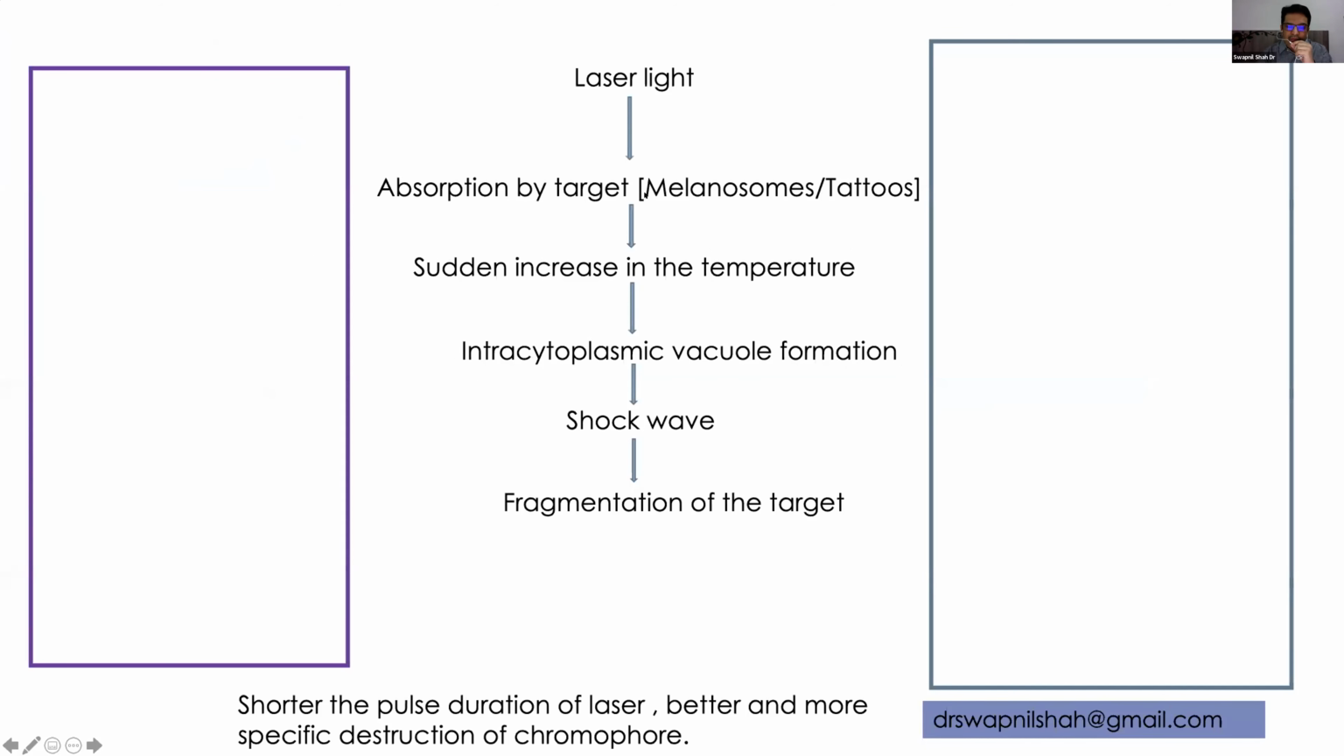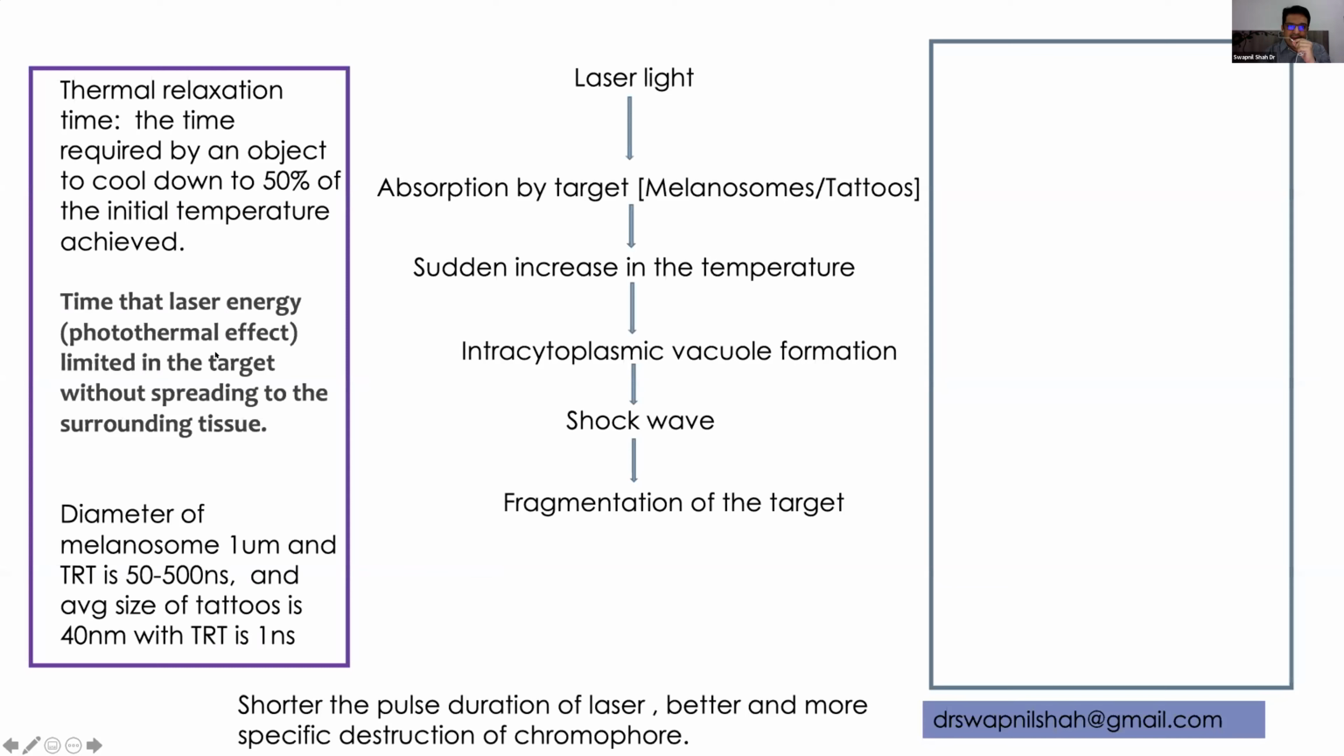So if you see, the basic principle difference between the pico and nano is not much in understanding the physics. So you have a laser light which is absorbed by the target melanosome depending on the selective photothermolysis, whether it's a melanosome or tattoos which we are treating. There's a sudden increase in the temperature which results in intracytoplasmic vacuole formation, which generates a shock wave, and there is a fragmentation of the target. The basic difference is here.